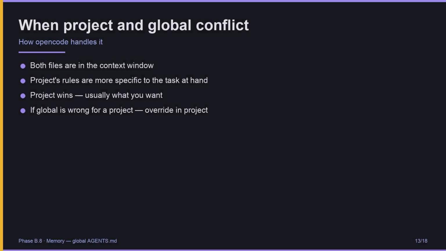When project and global conflict, how does OpenCode handle it? Both files are in the context window. The project's rules are more specific to the task at hand. Project wins, usually what you want. If the global rule is wrong for a specific project, override it in the project agents.md. The model reads both and applies the more specific rule.